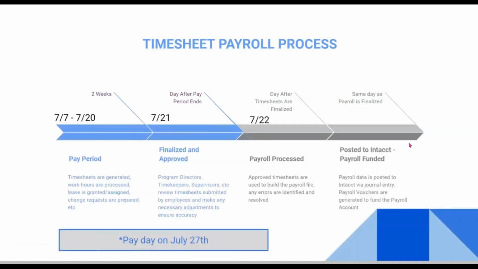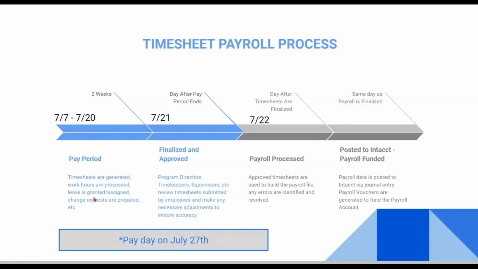So let's talk about the payroll process. This is an overview of our current pay period. So currently our pay period runs from July 7th to July 20th. During this pay period, our timesheets are being generated, we're working, we're using leave, maybe we're doing a change request because we forgot to punch out and we need to ask our supervisor or director for approval to add the punch out to our timesheet. Whatever's happening during this 2-week period to make sure our timesheets are accurate and correct to how we're working.